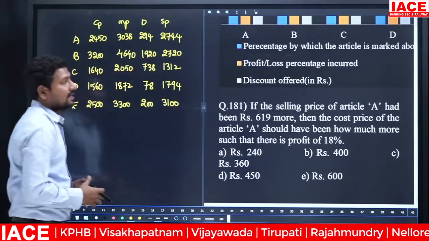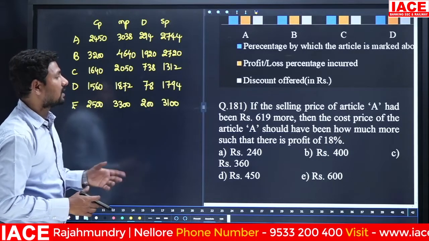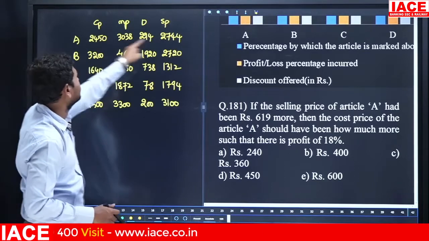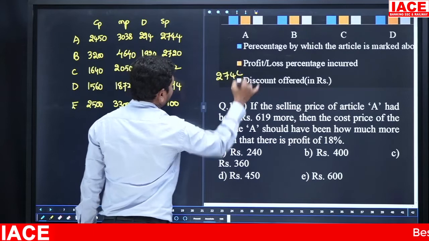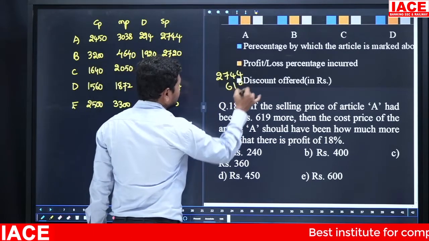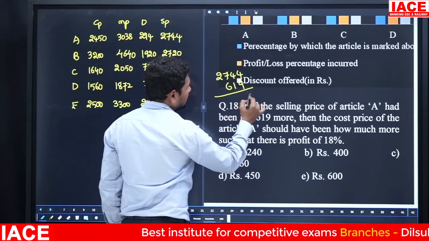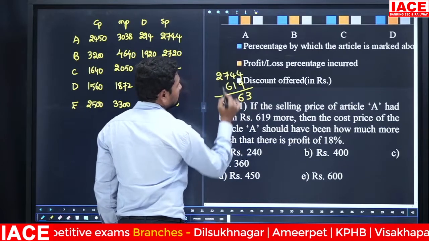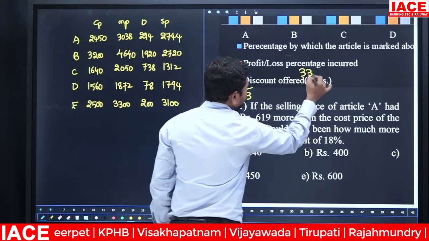Next, if the selling price of article A had been 619 rupees more than the cost price of article A. Selling price of article A is how much? 2744. How much increased? It is 619 rupees increased. 9 plus 4 is equal to 13, and 4 plus 1 is equal to 5 and 6, and 27 plus 6 is 33. 3363. This is the value.